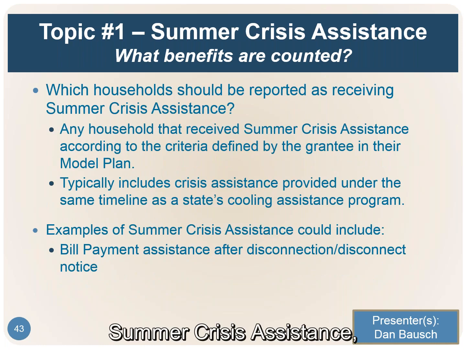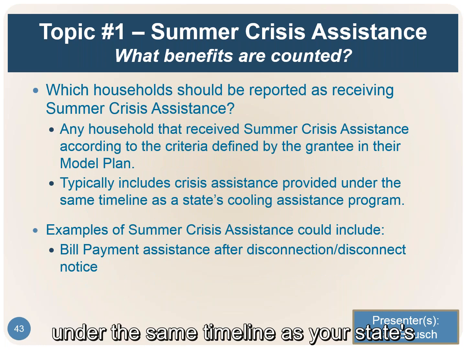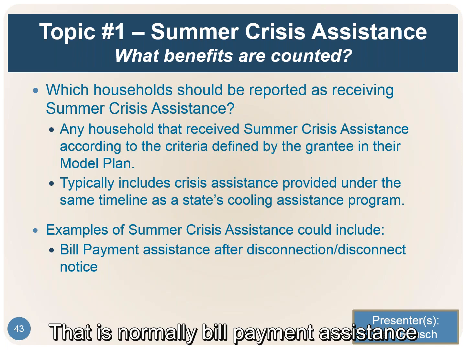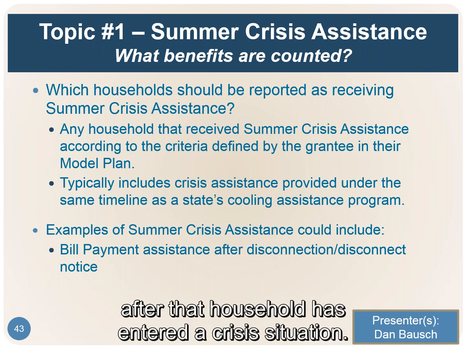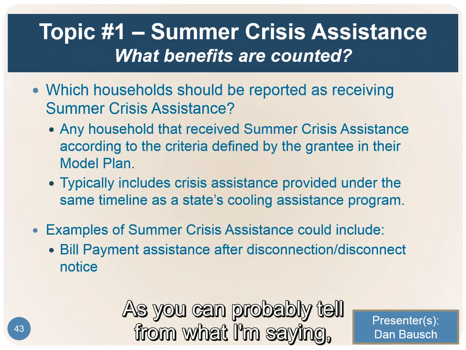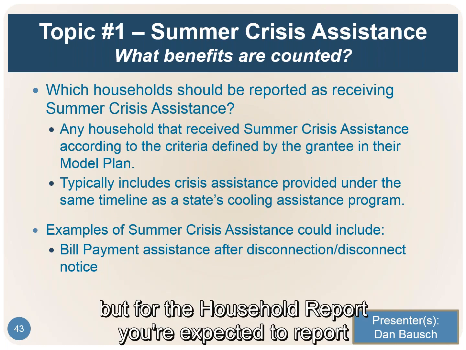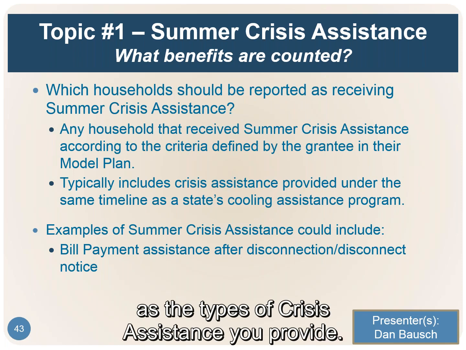Summer crisis assistance, that typically is assistance that's provided under the same timeline as your state's cooling assistance program, and that is normally bill payment assistance that goes to a household during the summer cooling season after that household has entered a crisis situation. So as you can probably tell from what I'm saying, each state has flexibility in how they determine this, but for the household report, you're expected to report consistently with what you've identified in your model plan as the types of crisis assistance you provide.